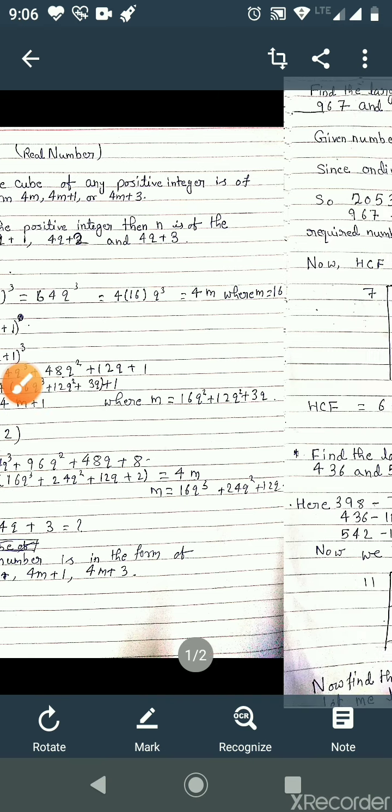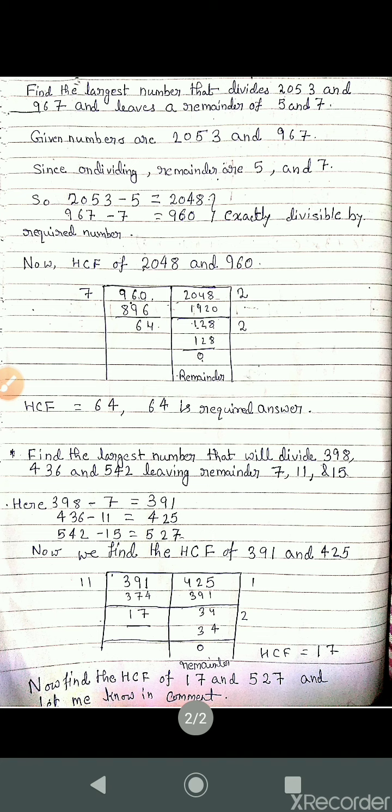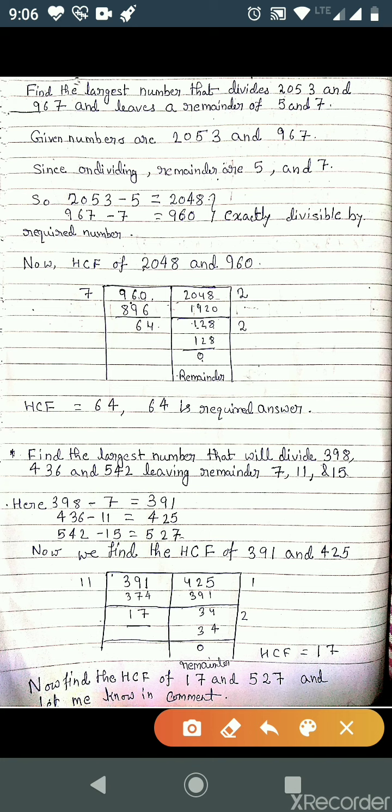Now let's move to the next slide. Here in the next slide we will be finding the largest number that divides 2053 and 967 and leaves remainders of 5 and 7. So in order to do that, first we will check the given numbers. Given numbers are 2053 and 967, and the remainders they are leaving are 5 and 7. So first we will subtract 5 and 7 from the numbers. So the new numbers are 2048 and 960.